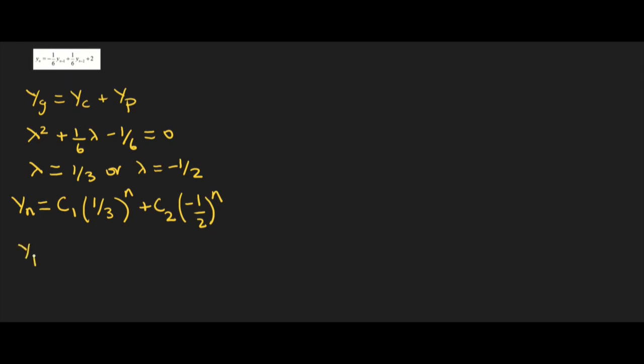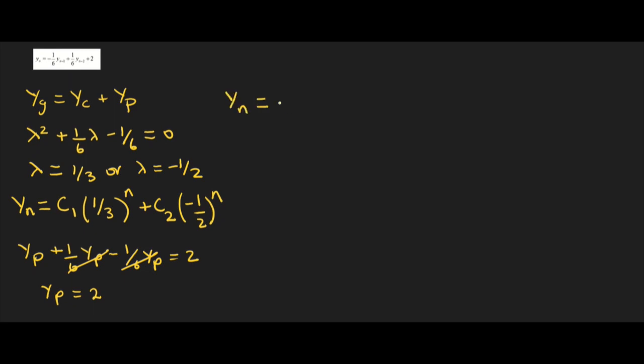Now to find a particular integral, in this case, because it's just a constant on the right hand side, we assume that y is constant, so we're looking for yp plus 1 over 6 yp minus 1 over 6 yp equals 2. Of course these second two terms immediately just cancel, leaving us with a particular integral yp equals 2.